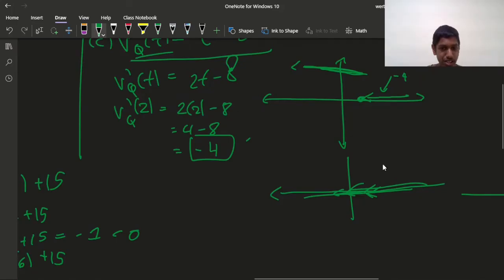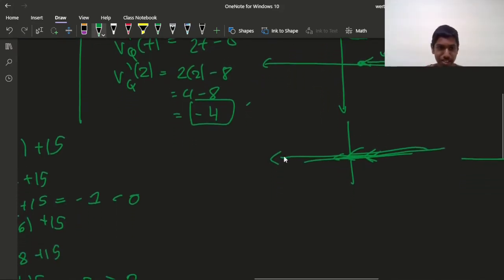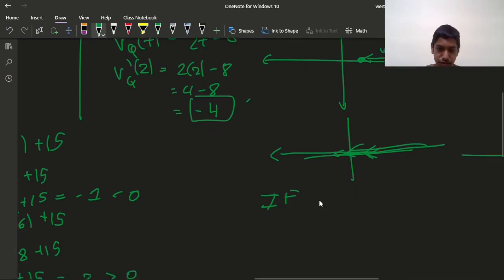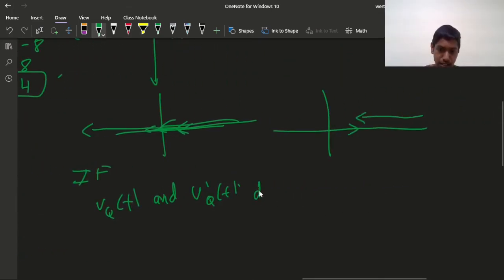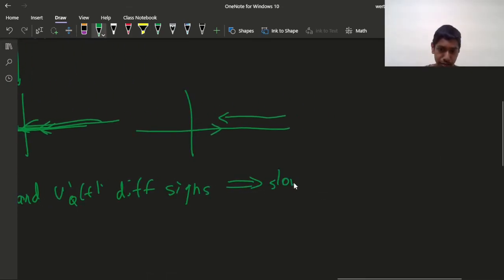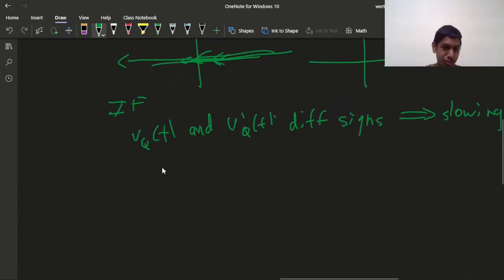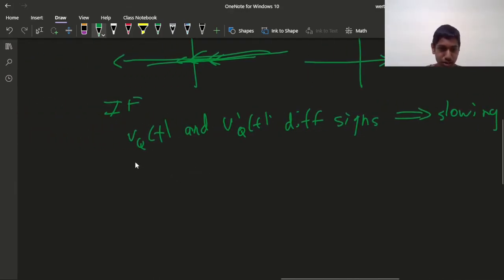So basically, when you summarize all this, if VQ of t and V prime Q of t have different signs, right, then that means that the particle is slowing down. It's sort of like, you can imagine you're pushing yourself on a skateboard or something in one direction, but then somebody's pushing you in the other direction, right? You're going to slow down. But if they are the same sign, then that means we're speeding up.